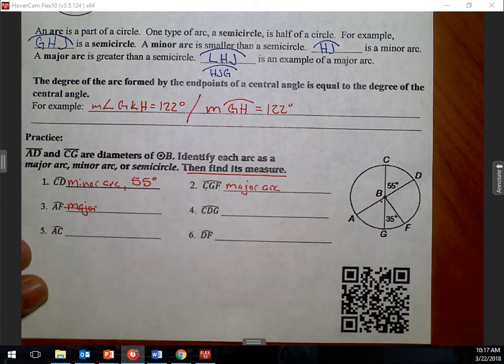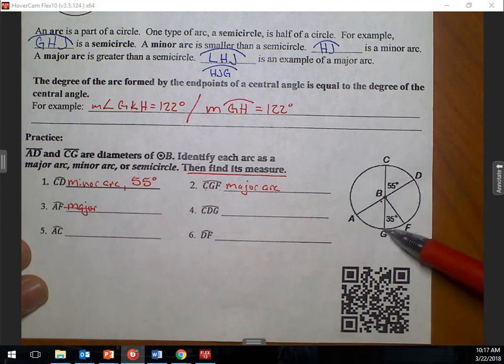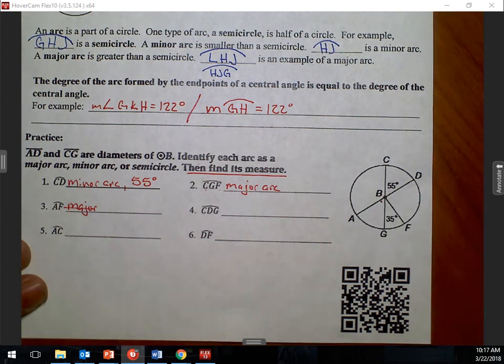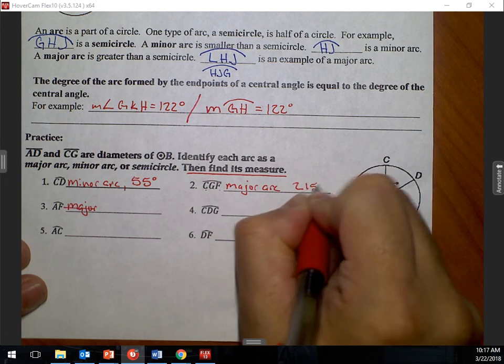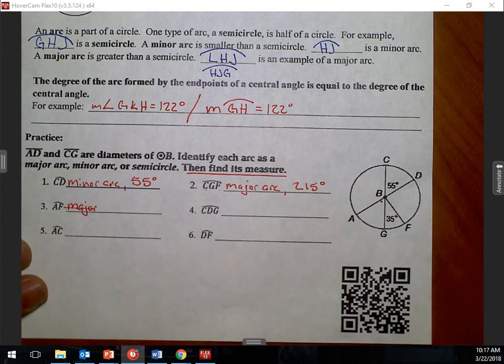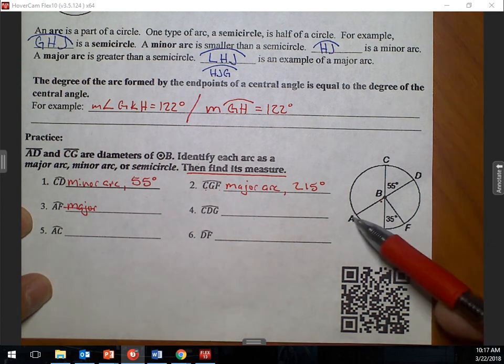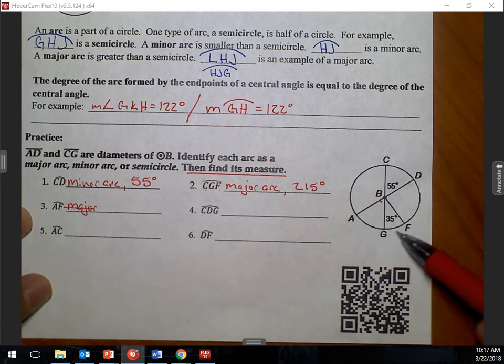So there's a major arc, right? If C to G is how much? 180. How am I going to get all the way to F? Add 35. So 180 plus 35 is? 215. Make sense? Okay. AF. So from A to F. Minor arc.